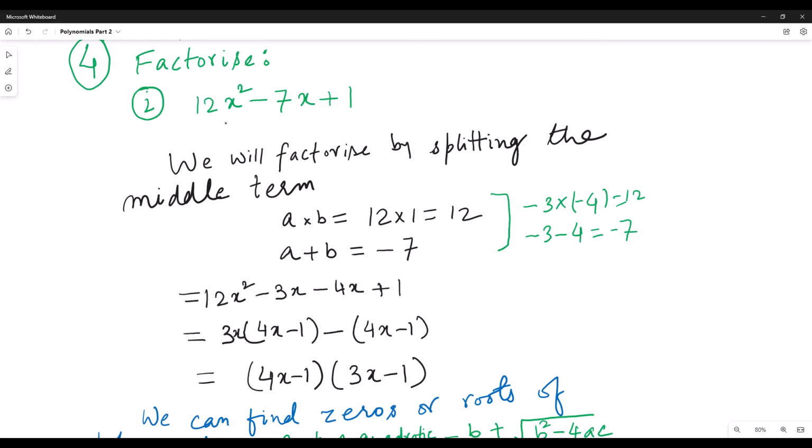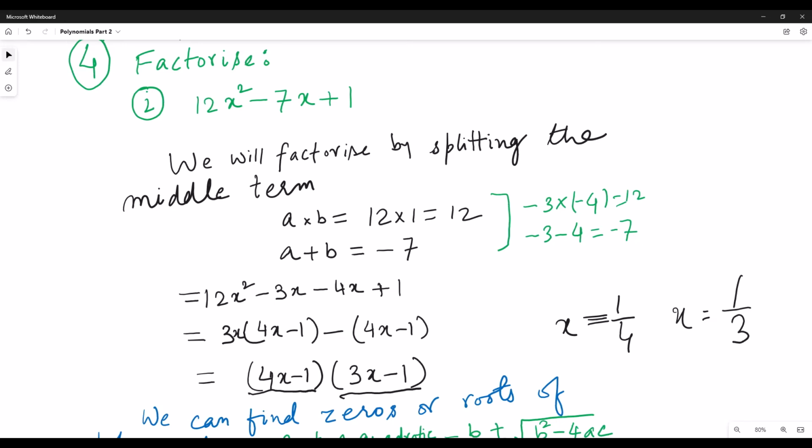So either 4x minus 1 is 0 or 3x minus 1 is 0, because 0 multiplied by any other number is 0. So one of them has to be 0. If 4x minus 1 is 0, then x is equal to 1 by 4. And when 3x minus 1 is 0, x is equal to 1 by 3.